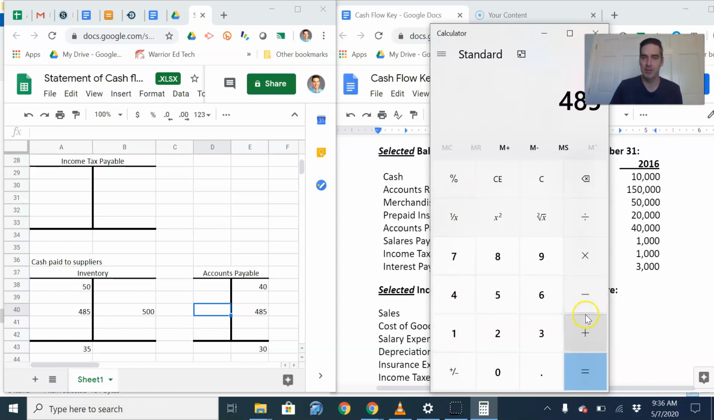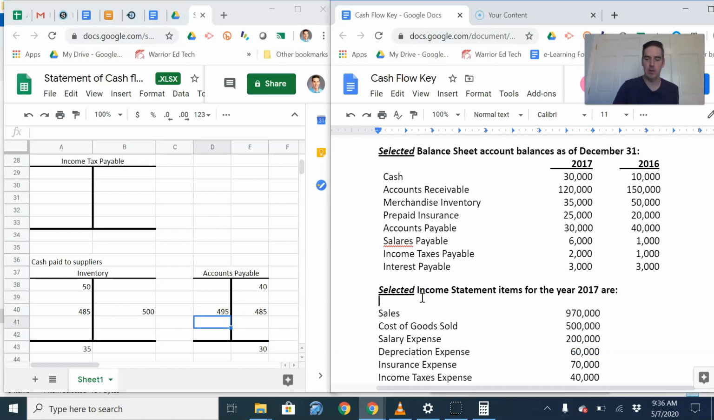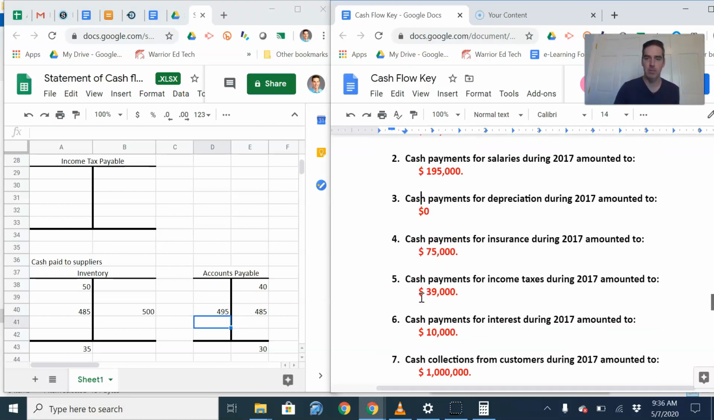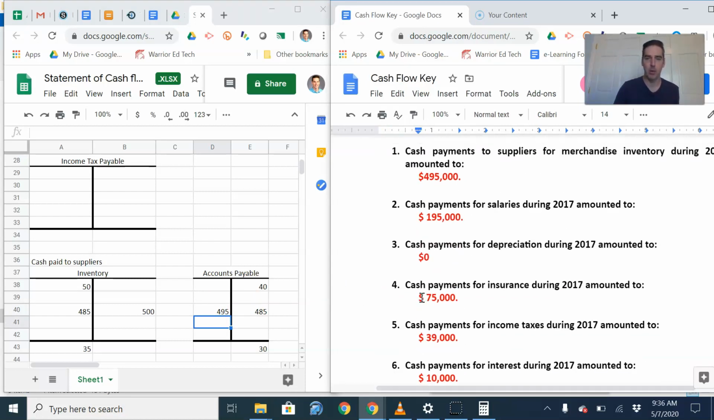There's my purchases of 485. I'm going to add in my beginning balance of 40. And then we know that that number is 30 greater than that debit side. So I'm going to take out 30. And that gives me the 495. So cash paid to suppliers comes out to 495,000. So if we go to our answer key it will show us that that's how we get the 495.